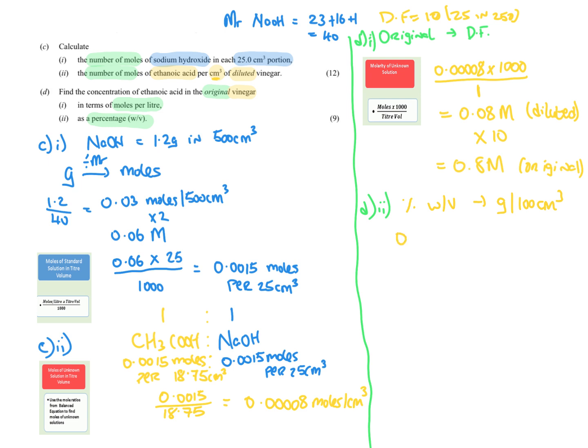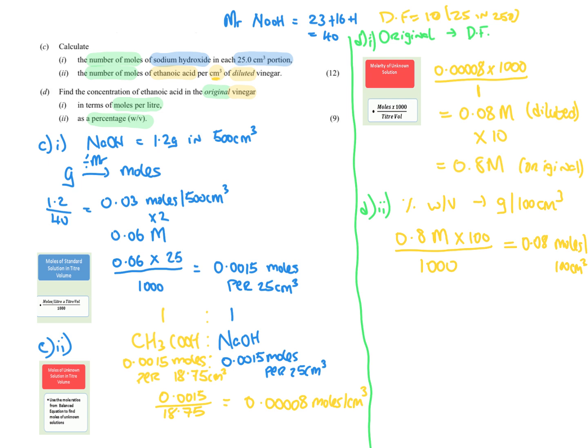So if I have 0.8 moles per litre, there's 1,000 centimeters cubed in a litre, and I want it in 100, so I can multiply that by 100, divide by 1,000, and multiply by 100, and that will give me 0.08 moles per 100 centimeters cubed.